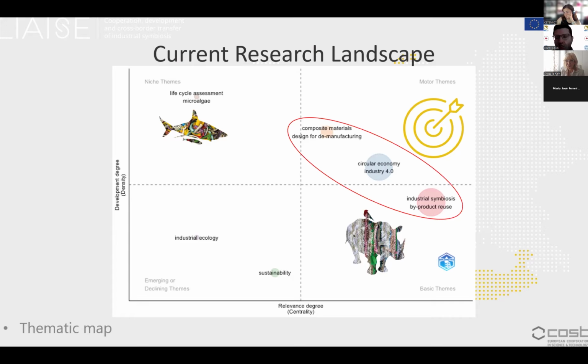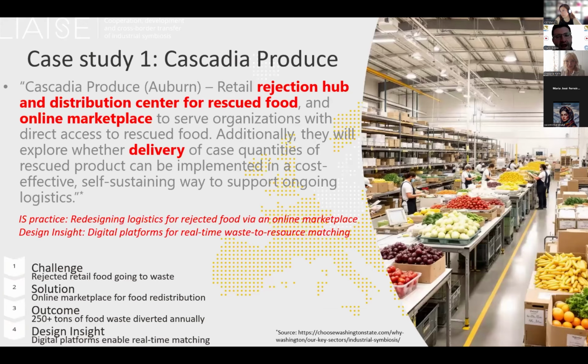Now, what are instead things that are happening in industry? Making some case studies in order to have a view of the trends from the industry. Well, there are some cases that have received some funding from industrial symbiosis grants in the United States, for instance.